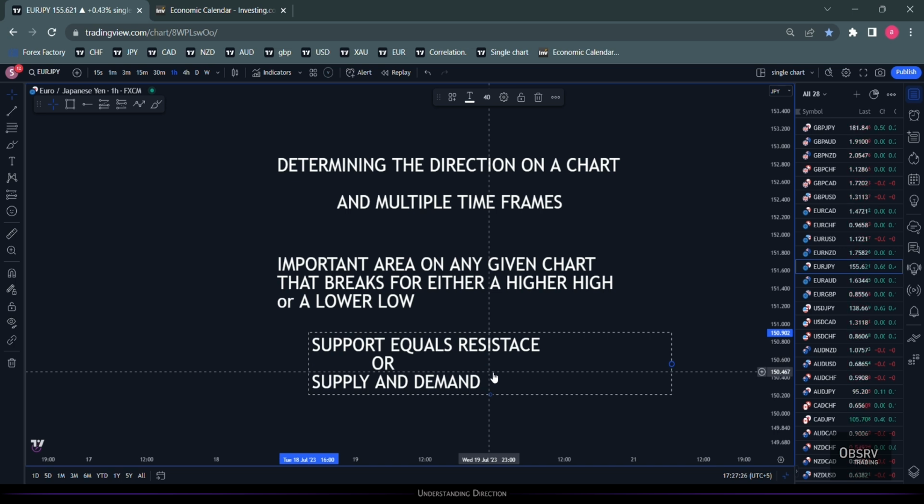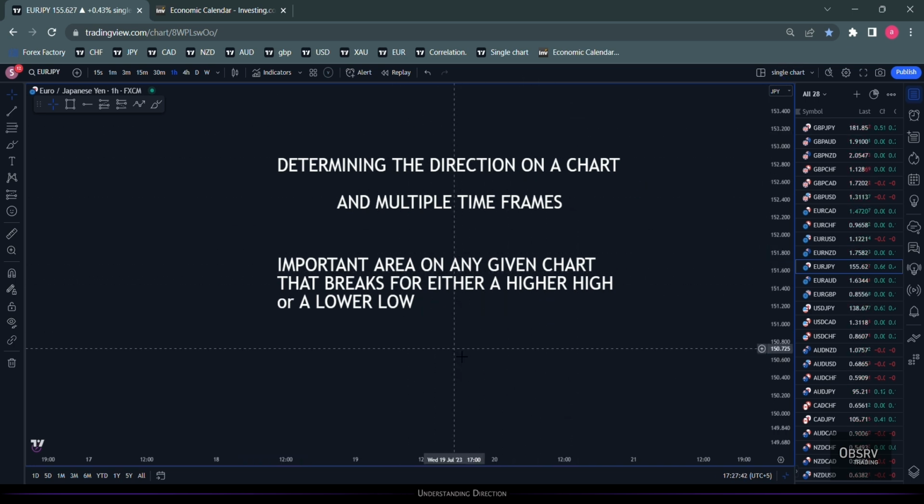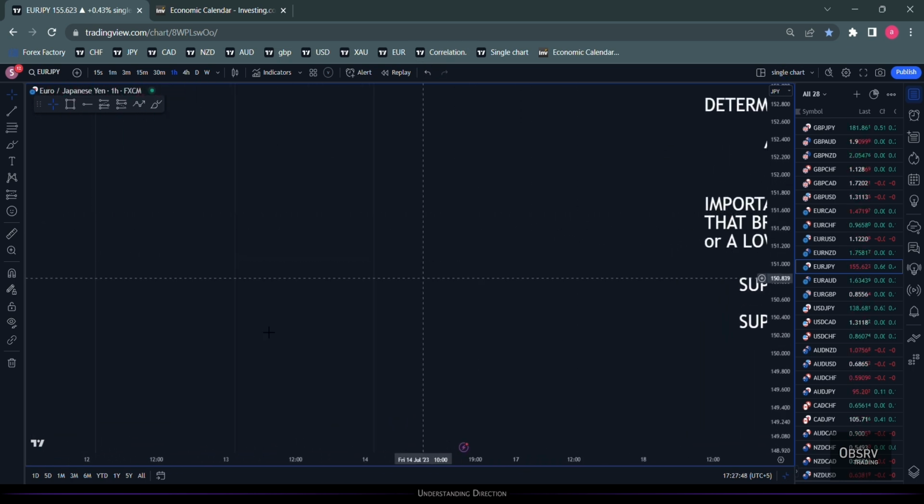And keep in mind that we're talking about your higher time frame for determining the important areas and their breakouts. Okay, keep that in mind. We're talking about your higher time frame. Let's draw a little bit of theory here, and then we'll move to the charts so that it's easier for you to understand.